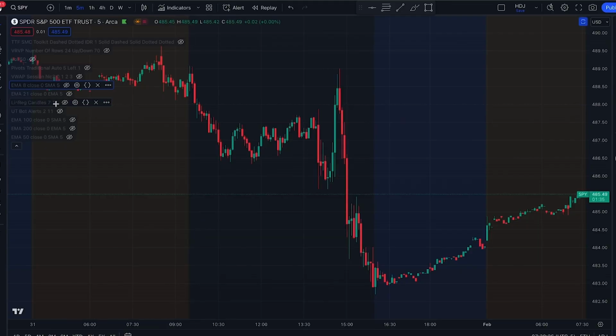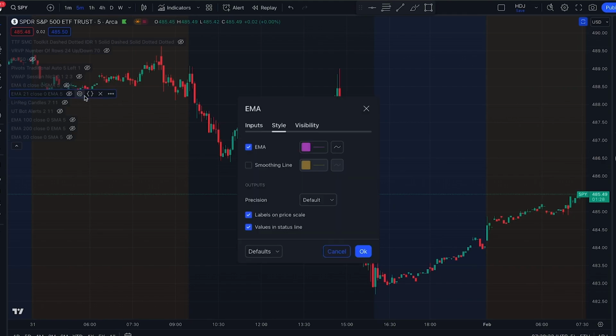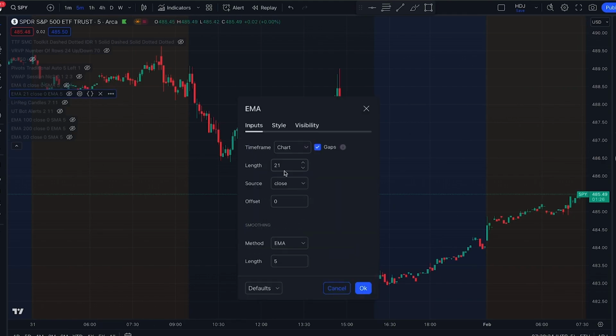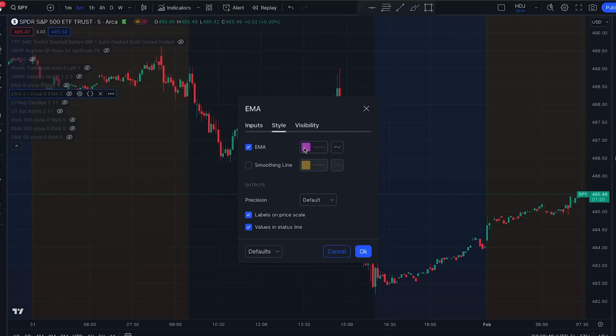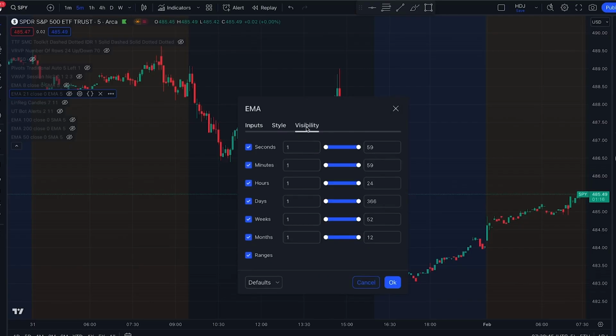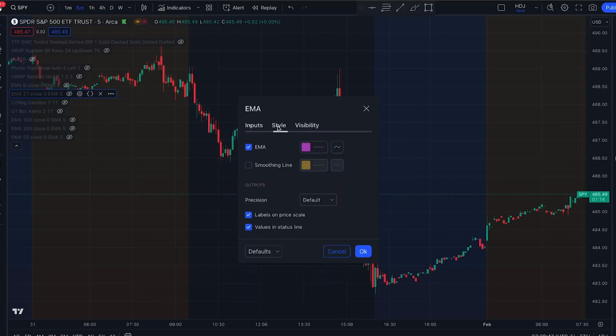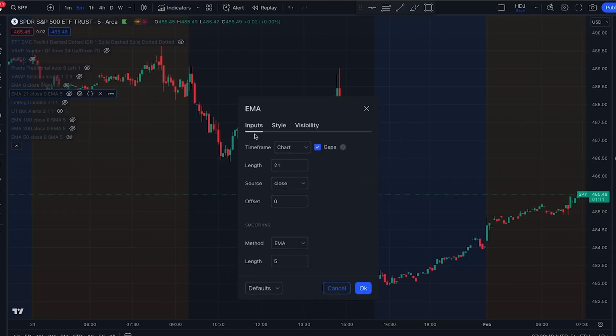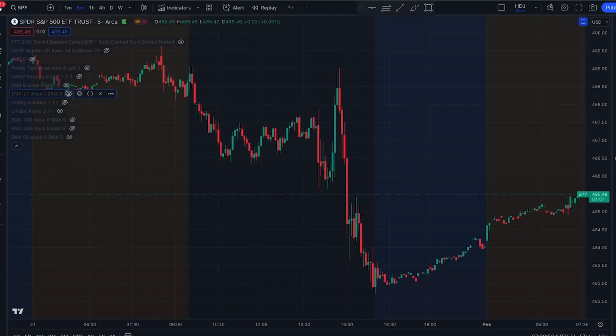Okay, then you're going to go to the next moving average, hit the cog icon. Under inputs, you're going to make the length 21. Keep everything the same and make it whatever color you want. I always keep my 21 moving average purple. All right, so these are the settings. Everything is pretty much the same. You don't change anything but the color if you want to, and the length. All right, then we're going to go to the 50.